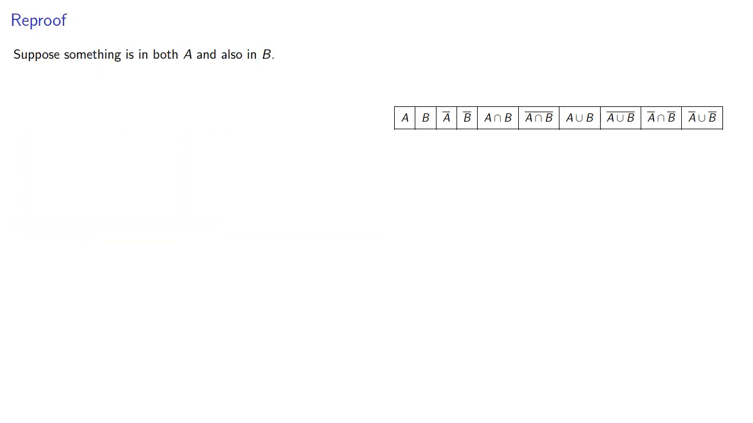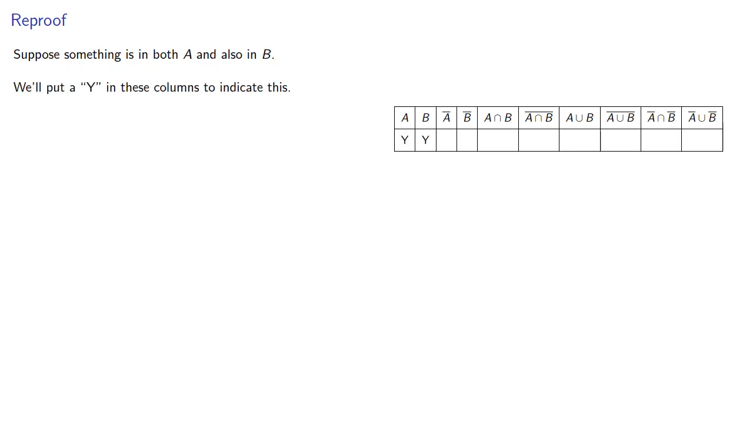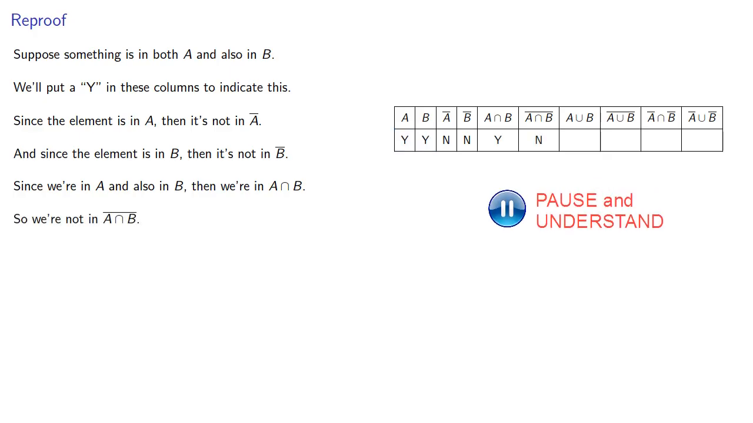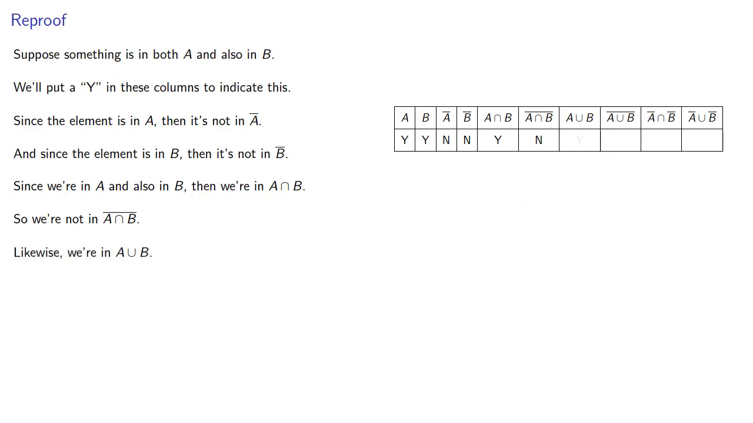So suppose something's in both A and also in B. We'll put a Y in these columns to indicate this. Since the element is in A, then it's not in A complement, and we'll mark that. And since the element is in B, then it's not in B complement. Now, since we're in A and also in B, then we're in the intersection. So we're not in the complement. Likewise, we're in the union, and we're not in the complement.